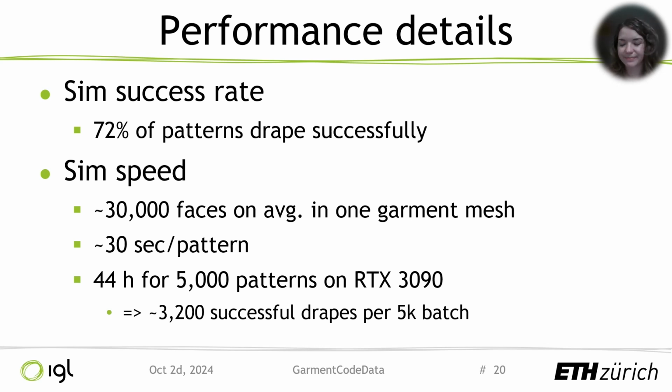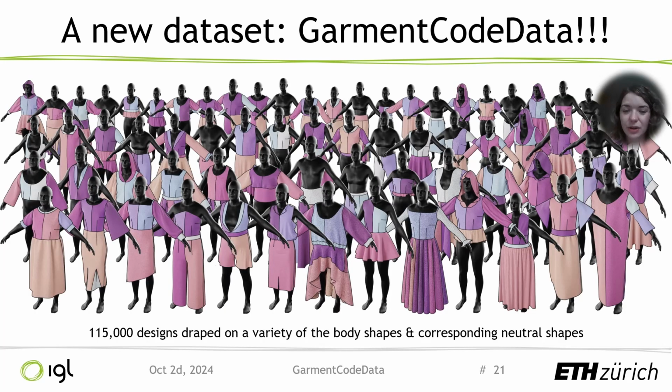So using this pipeline, we created a new data set, which is called GarmentCodeData. It is the first data set of garment sewing patterns and corresponding 3D models that contains more than 100,000 designs and is draped and fitted in a variety of body shapes. Each design is draped on a random body shape and also fitted to and draped on the corresponding neutral shape, so that we have a common space of the designs.